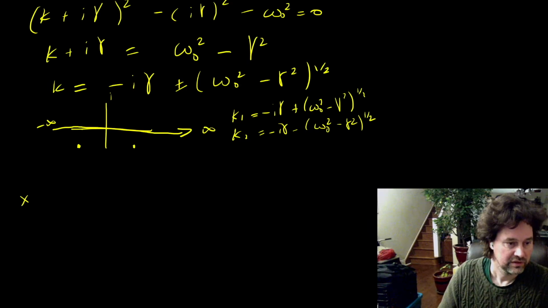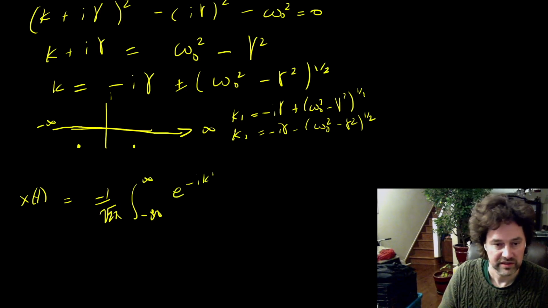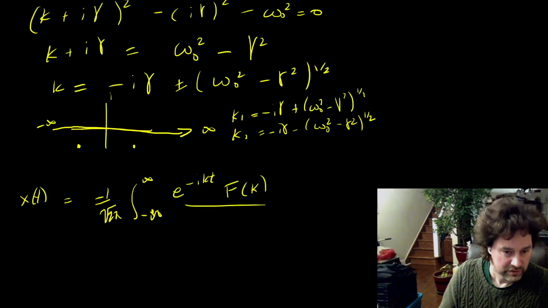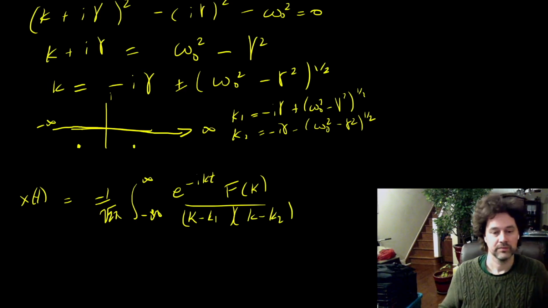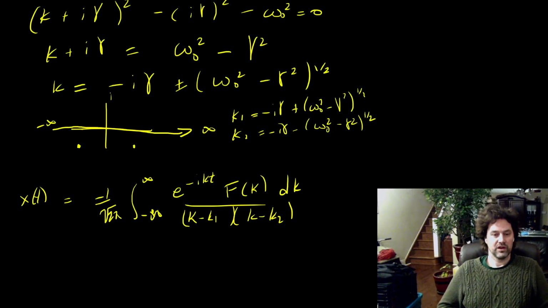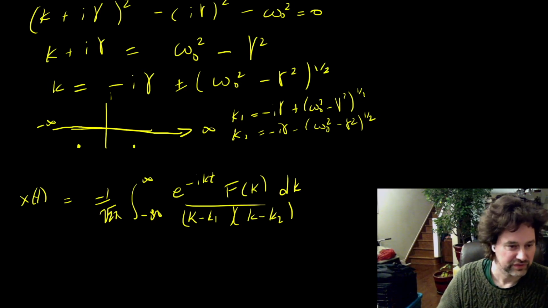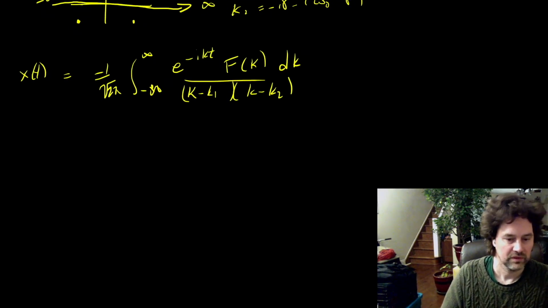So we have x of t is 1 over 2 pi times the integral of e to the minus i k t, f of k over (k minus k1) times (k minus k2), and this is the dk. Almost the form that we want this in. The thing that we still have to deal with is we have f of k here, where we actually are given f of t. So let's plug in our f of k, which is just the Fourier transform of f of t, and see what we get.